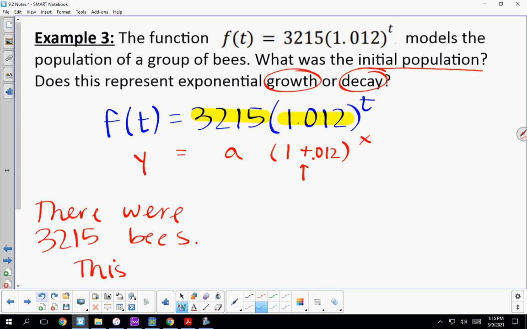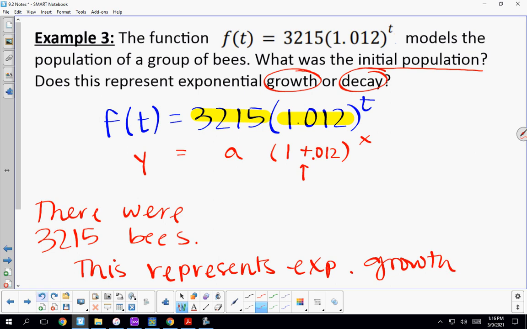So we could just say this represents exponential growth. And our reasoning is just that our b value is greater than 1. So when we start with 100%, we had to add to make the number greater than 1.